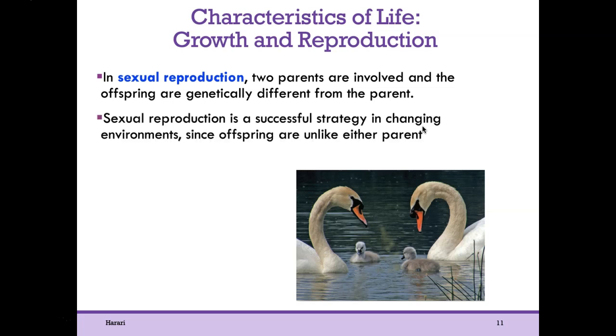So in sexual reproduction, you have a lot more cost and risk involved, a lot more energy is involved in finding a mate, but sexual reproduction is a very successful strategy in changing environments, since the offspring will be unlike either of the parents. So what this means is, let's say there's a drastic change in the environment, and both of the parents are unfit for that environment change.